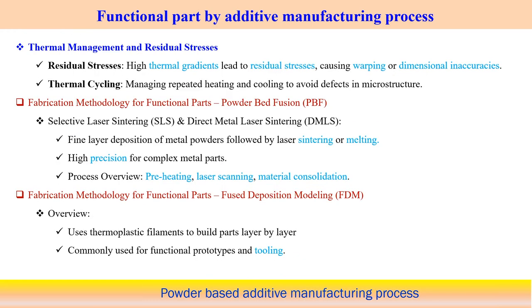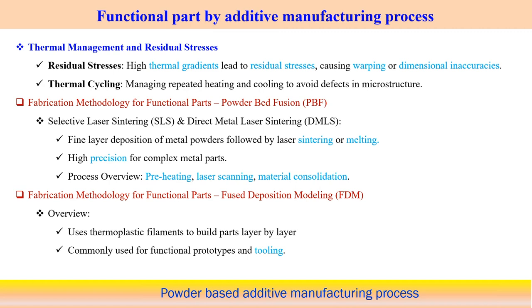Apart from this, there is thermal management and residual stress. Usually in additive manufacturing of metallic components, the cooling rate is high, so there is a chance of producing a high temperature gradient. When a high temperature gradient is produced, it creates a large amount of residual stress, and this leads to dimensional inaccuracy in very precise components. Therefore, another challenge is how to reduce the residual stress associated with the additive manufacturing component.